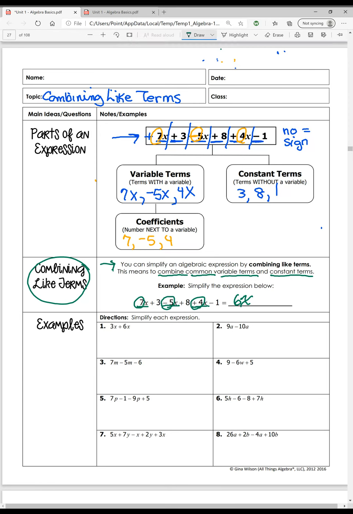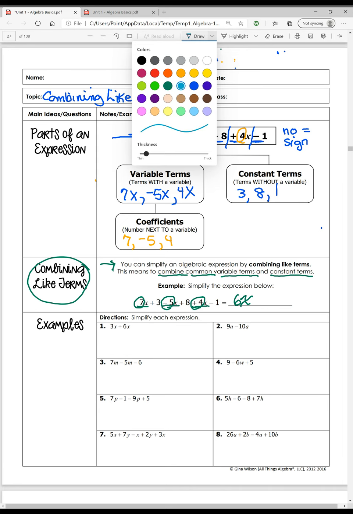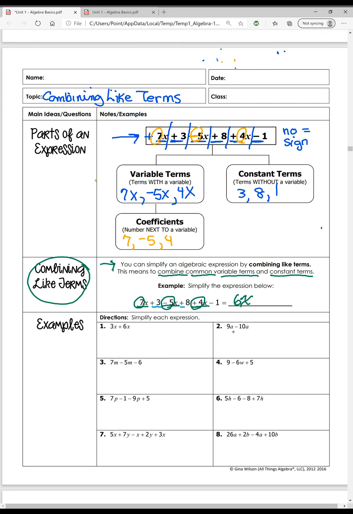Now I'm going to change my color, and I'm going to add the constants. I have a positive 3, a positive 8, and a negative 1. 3 plus 8 make 11, minus 1 is 10, so it's positive 10. So this expression simplifies to 6x plus 10. Now let's go on to these other expressions. I have 3x plus 6x. Can I combine them? I can, for 9x.